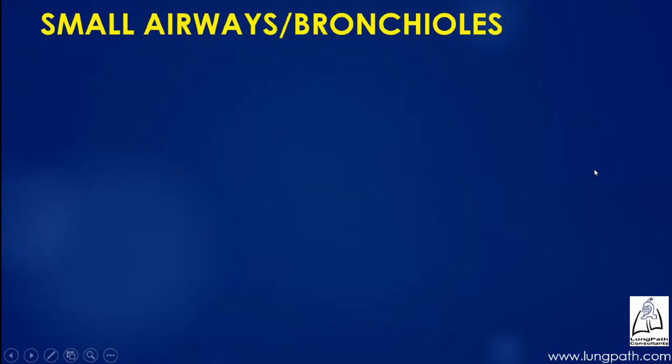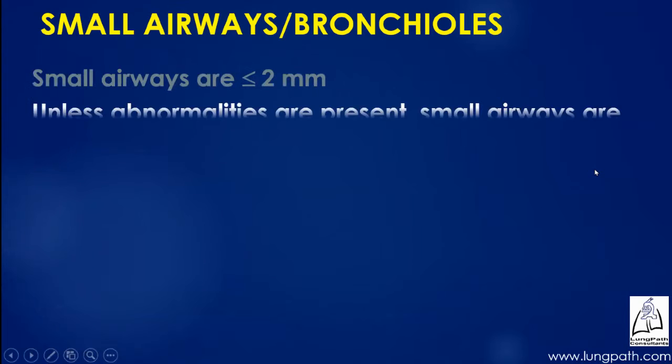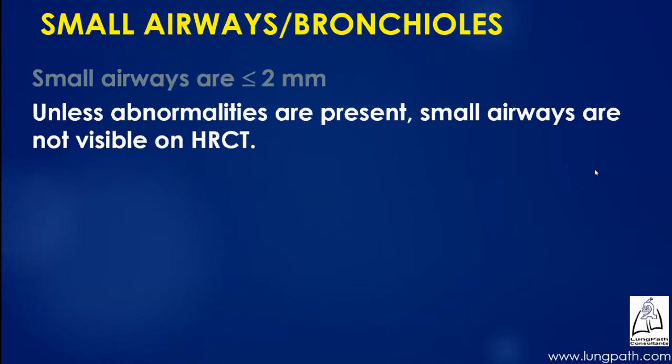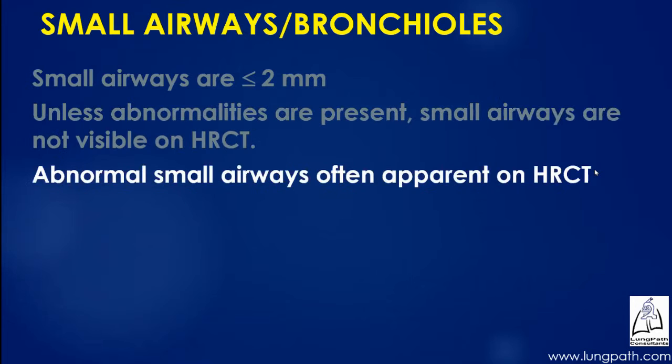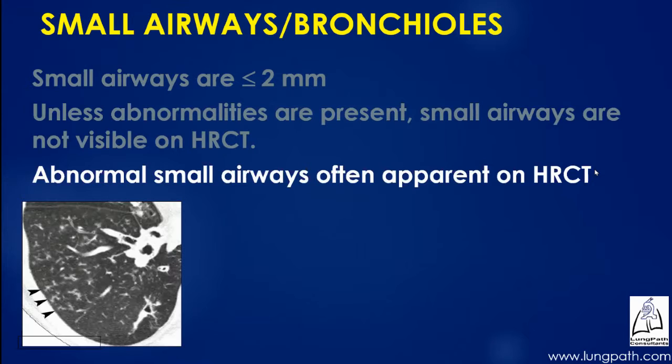Well, what are the small airways or the bronchioles? They are airways that are smaller than 2 millimeters. They are generally not visible on a CT scan, and if they are visible, then they're abnormal. And that CT scan in airway disease can be extremely useful. Here is an example of a CT scan where the small airways in the subpleural regions can be visualized. Why? Because they're abnormal. They have cells or fluid or both, making the airways thicker and hence apparent on a CT scan.